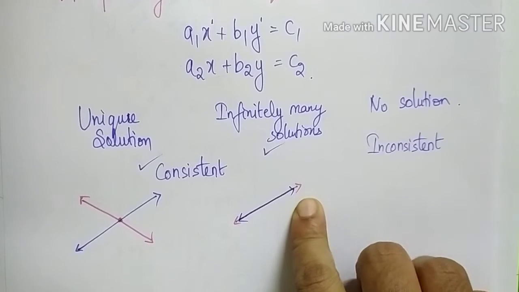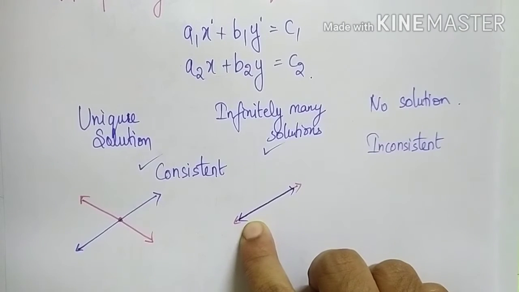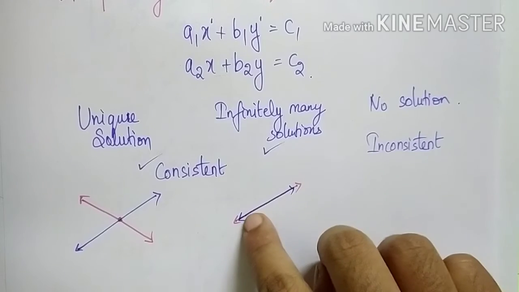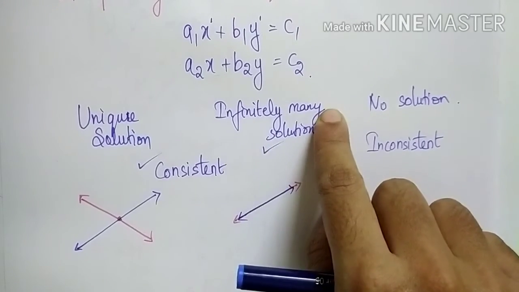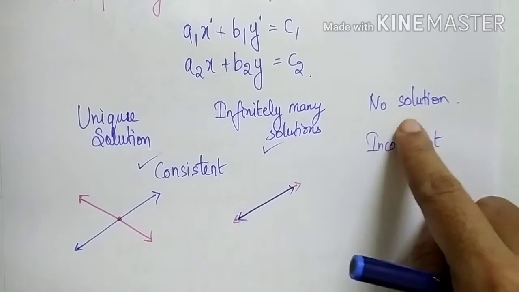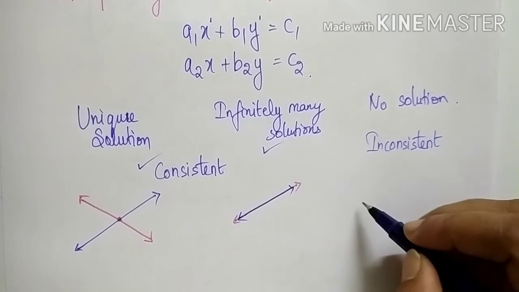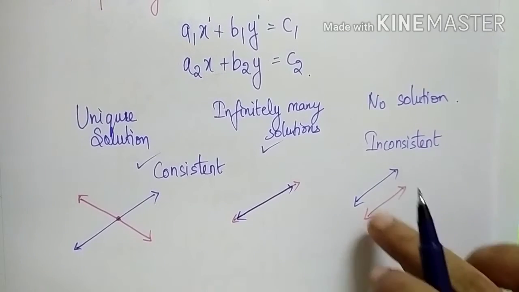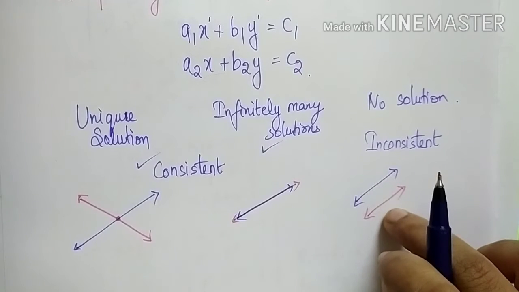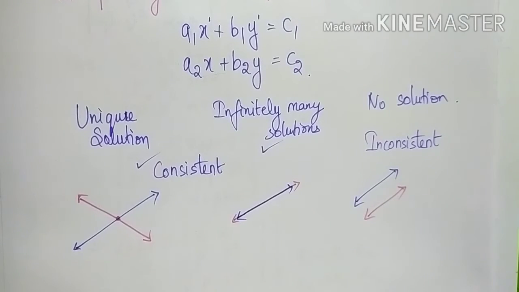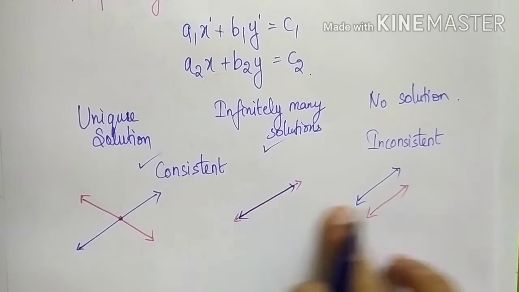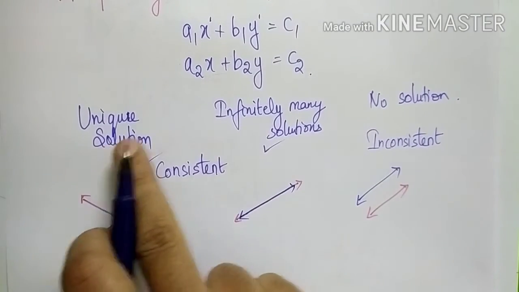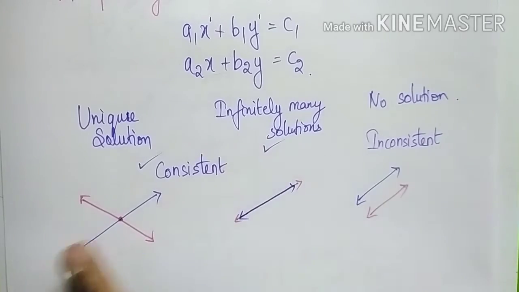So this is coincident. In the coincident case, the two lines have all points in common, so you have infinitely many solutions. And in case of no solution, both the lines will be parallel to each other. As you know, parallel lines will never meet, so they will not have any solution. So this is one way to find whether the solution is unique, infinitely many, or no solution, graphically. If not, how can we find this?